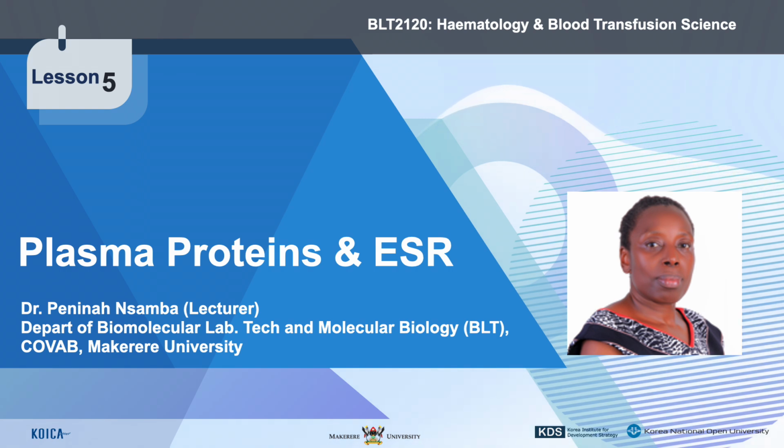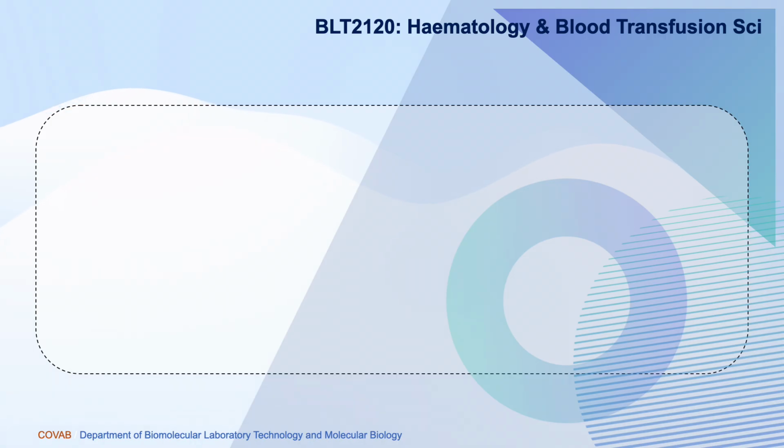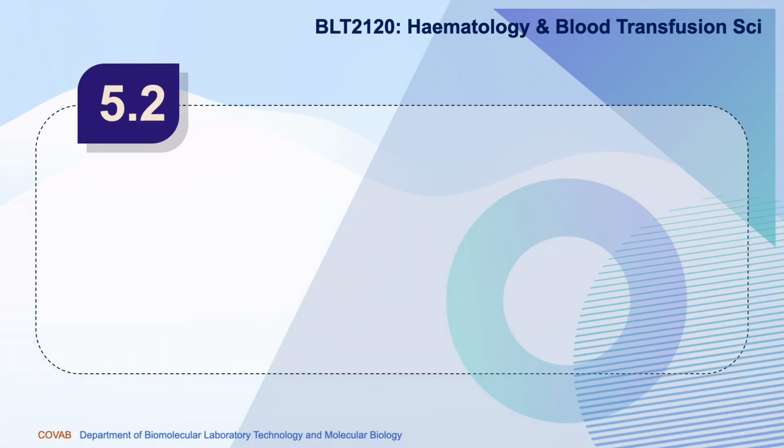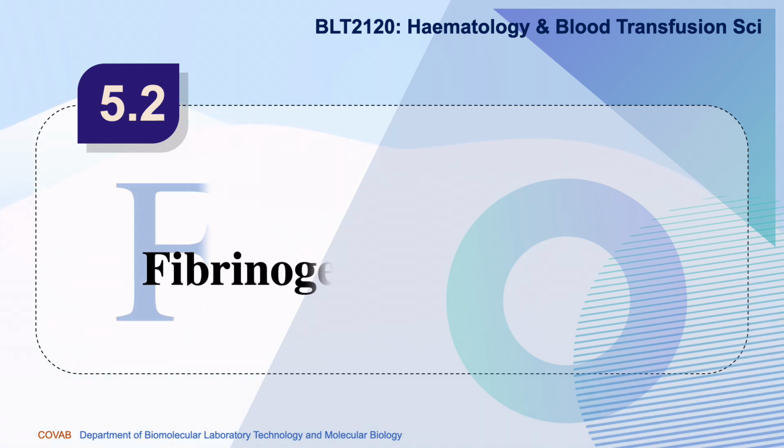Welcome once again to Lesson 5, Plasma Proteins and ESR. This lesson is going to be divided into 3 parts. We've already done part 1, where we've looked at total plasma protein. So today we are going to look at part 2 of 5.2, where we're looking at fibrinogen.